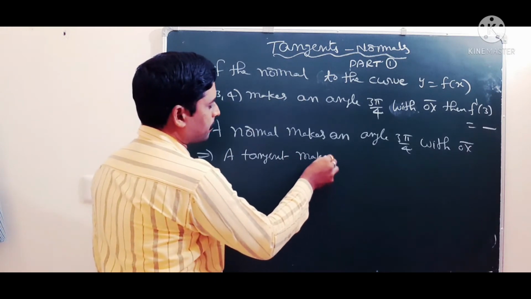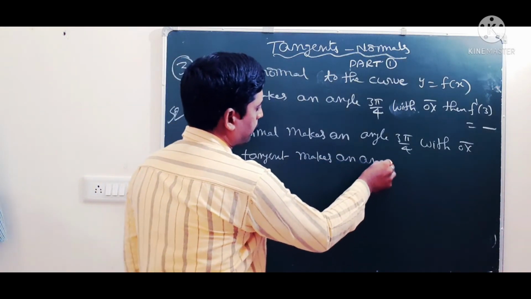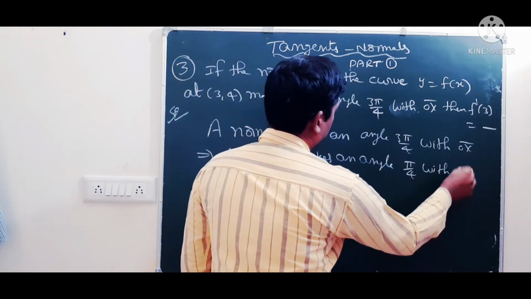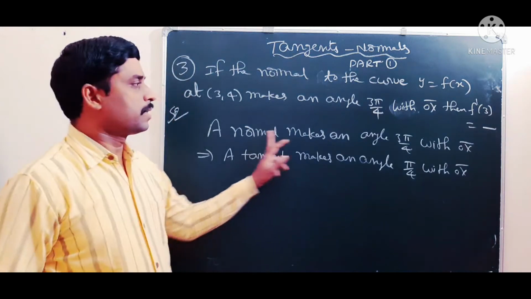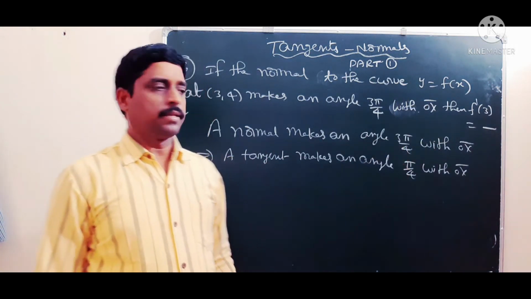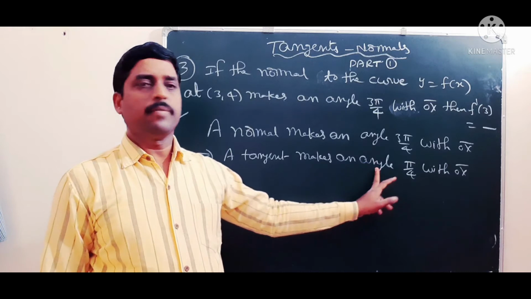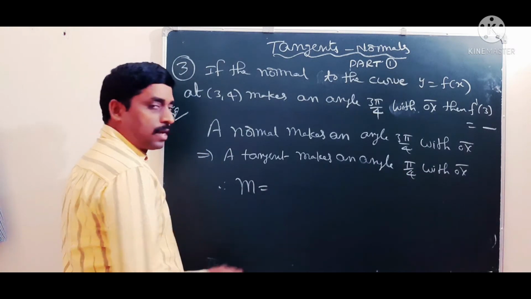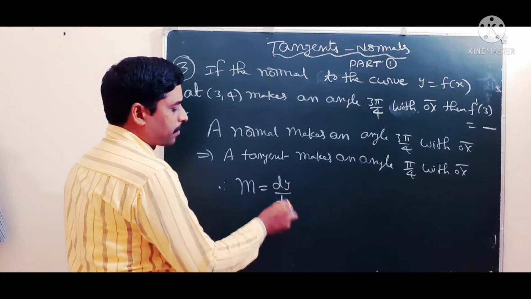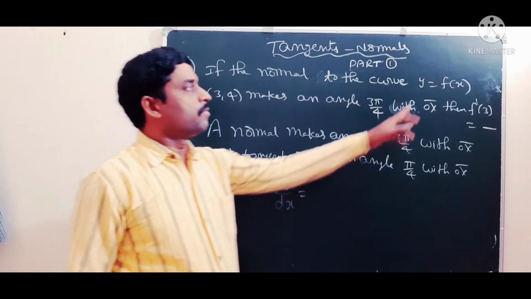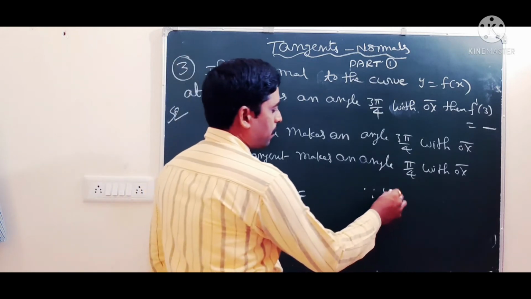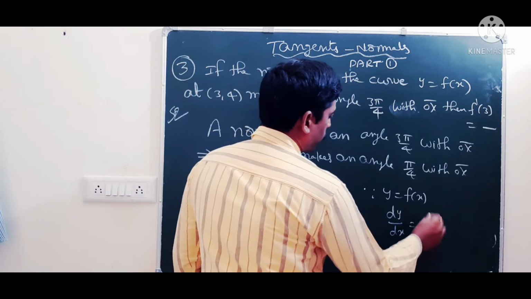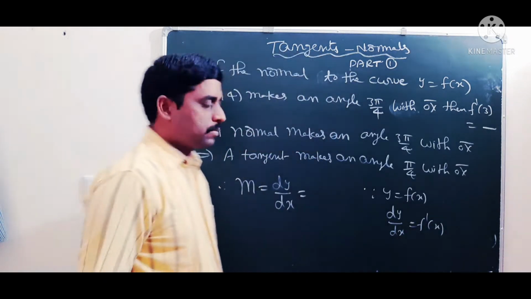makes an angle pi by 4 with the x-axis. Okay, so normal makes an angle 3 pi by 4 with the x-axis is nothing but tangent makes an angle pi by 4 with the x-axis. So slope of tangent m is equal to dy by dx. What is given? Y value f of x is given. Y is equal to f of x. Therefore dy by dx is equal to f dash of x. Okay, so f dash of x.